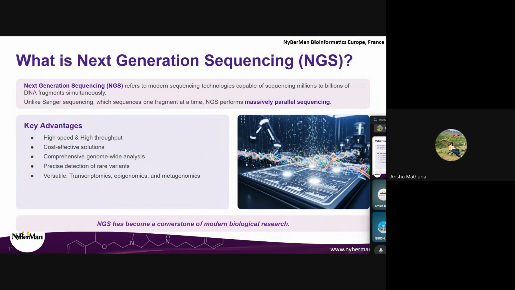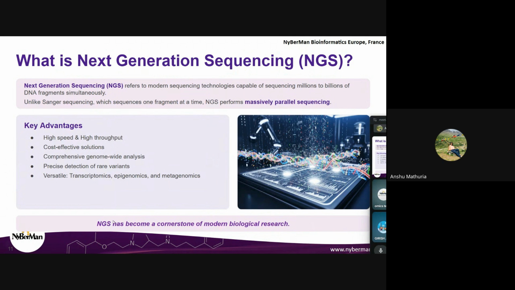How much it is reducing the cost, right? If you go for Sanger sequencing, you'll end up paying millions and billions of dollars to get millions and billions of DNA fragments. But in NGS, you can get it done for less than thousands of dollars. The key advantages for which we use NGS so much are high speed, high throughput, accuracy, and cost effectiveness, and because of the cost effectiveness, it is very widely used in genome wide analysis. You can also use it for detection of rare transcripts and rare variants.